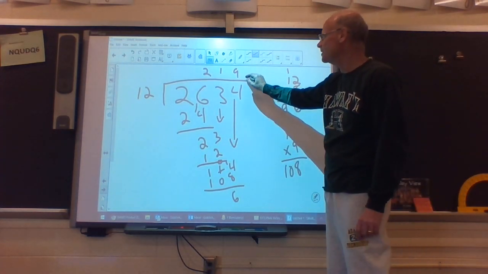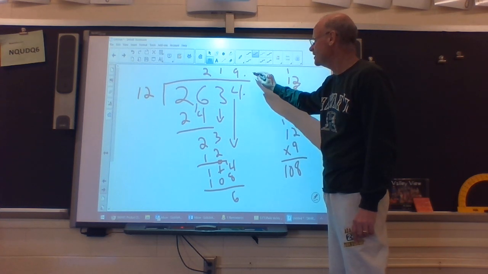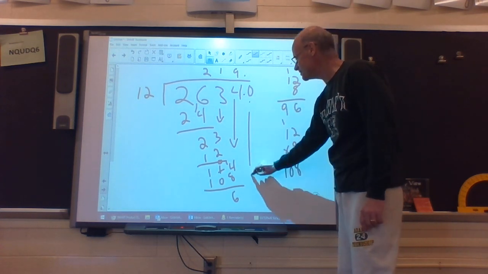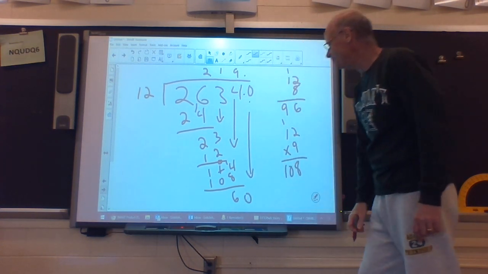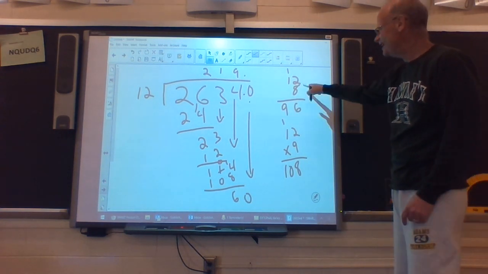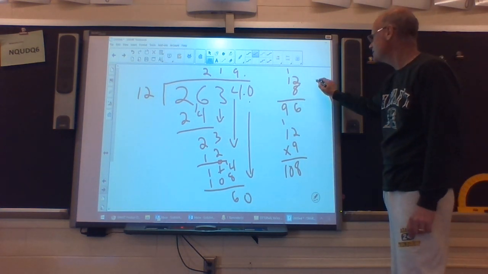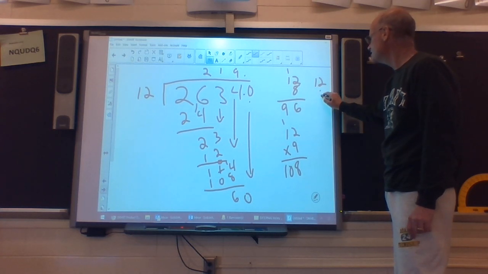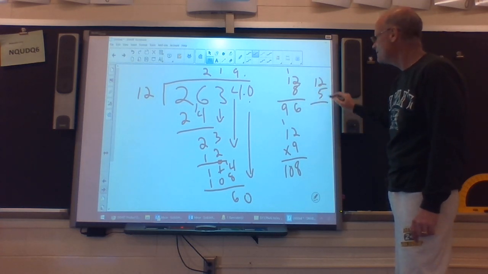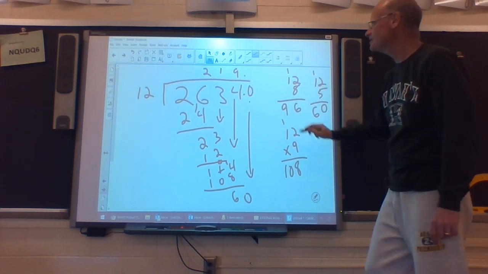Let's see if I get a decimal point on this one. So I'm going to tack on a 0 here. Bring that 0 down. How many 12s in 60? I know 8 is too big, so let's do 12 times 5. It's a good middle number. 5 times 2 is 10. Oh, look at that. That's 60.